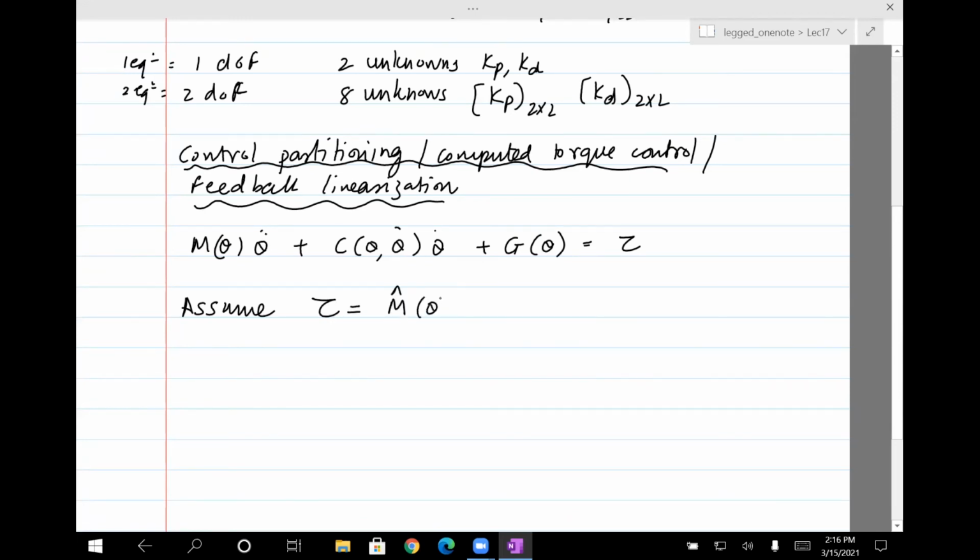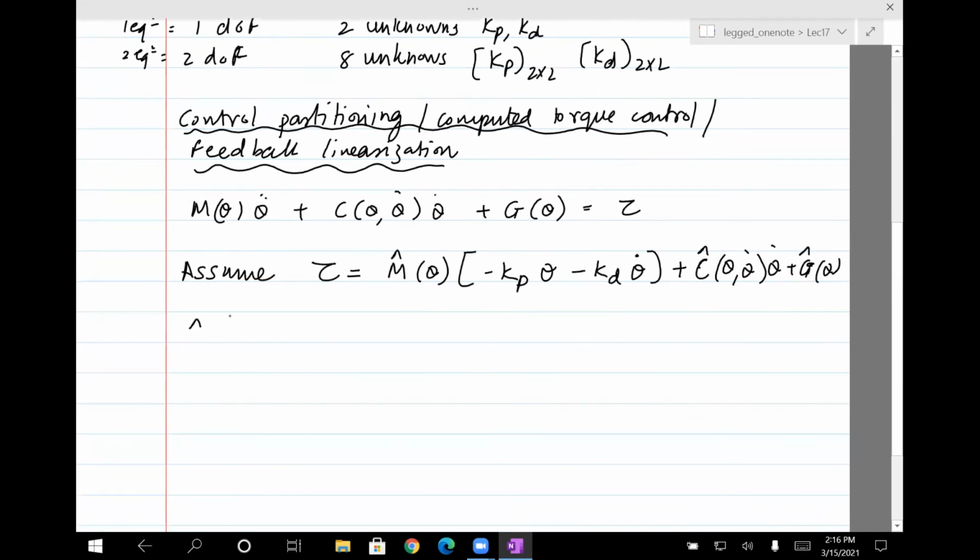M hat(theta) in brackets, Kp theta, minus Kd theta dot, plus C hat theta dot times theta dot plus G hat(theta). Okay, now why do I have hats? These hats are estimates. So the manipulator has a mass, and we have a CAD model, say, and that CAD model is going to give us an estimate of the actual mass. So there's an M hat.